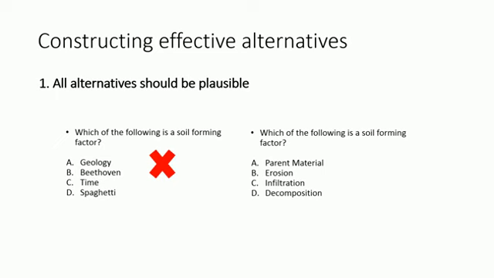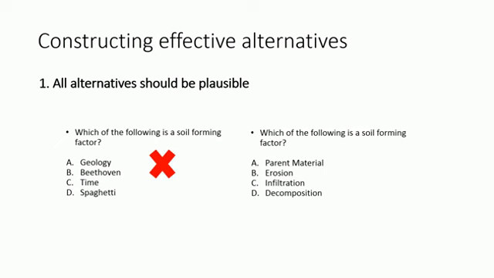So better to say, which of the following is a soil-forming factor? Parent material, erosion, infiltration, or decomposition? Now, all of those are slightly plausible, and you need to know what I'm testing here is people's understanding of soil-forming factors as opposed to soil-forming features. I know that there's some confusion there, so I want to tease out and make sure people understand, can demonstrate an understanding of the difference between factors and, sorry, not features, factors and processes. All right, so make sure all of the alternatives are plausible.